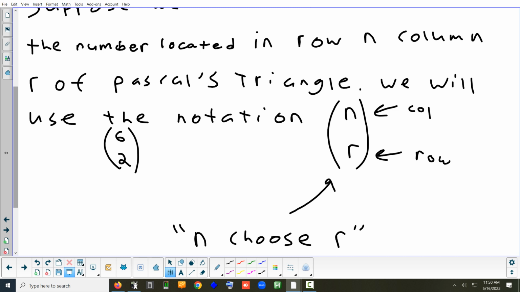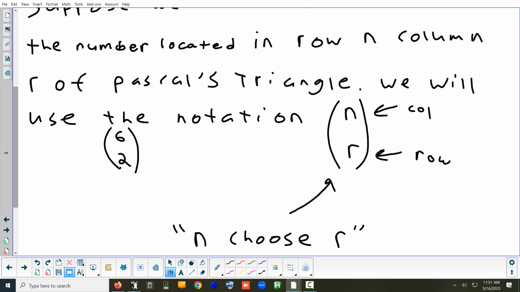And the reason you pronounce it that way is because if I had 6 objects, and I said to you, you can pick any 2 that you want. Pretend they're all different. I know some of these are the same. If you have 6 objects, and I said to you, you can pick any 2 that you want, how many different ways can you choose 2 out of these 6 objects?